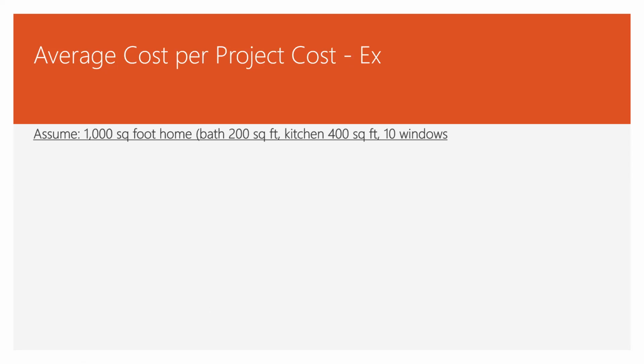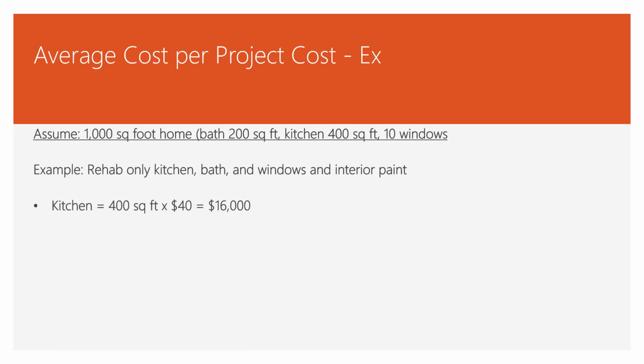Okay. Let's assume that we're going to do the average cost per project on this particular example. We're only going to rehab the kitchen, the bathroom, the windows, and we're going to do interior paint. So let's see what that would look like on a cost per project basis. We look at the kitchen. The kitchen is 400 square feet, and we're going to say we can do that kitchen for $40 a square foot, $16,000 for the kitchen. Let's say we can do the bath, 200 square feet. That whole bath can be redone for $8,000.